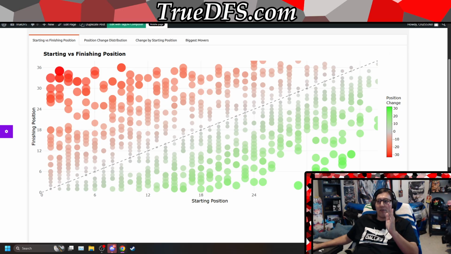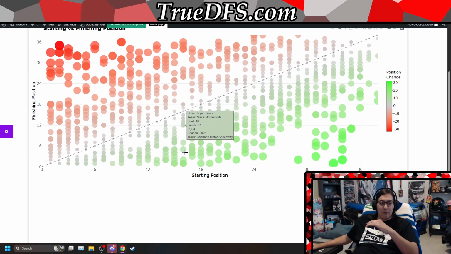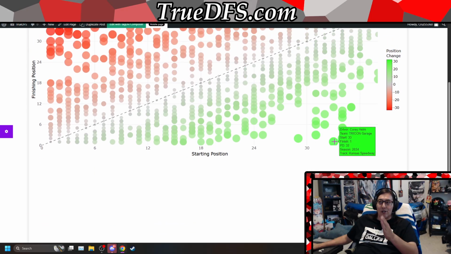So obviously, if you are back here in the starting position and you're green, that means you finished very well. So here, for example, let me move down because I know my head is in the way here. So like here, for example, you can go through and look at what each of these blips are, what driver, what race they were at. So this is Corey Heim, started 33rd, won the race at Kansas in 2024. Ross Chastain, Parker Kligerman, Nick Sanchez, Tricon, and we have Las Vegas, Kansas, Darlington in here, Texas in here.